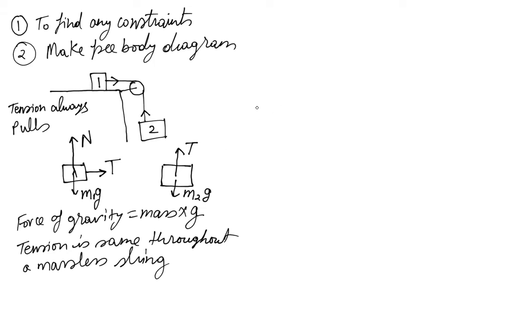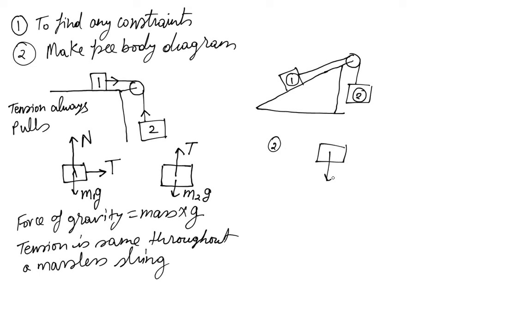Let's take a little more challenging case, and that is when you have a mass like this. There's a pulley, there's a string, and also there's a mass. This is 1 and this is 2. And let's draw free body diagrams of these guys. Well, let's draw for the second one. If you draw for the second one, just same as the previous case, there's a force of gravity acting like this, and there is tension acting like that.